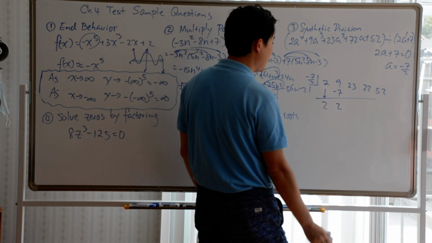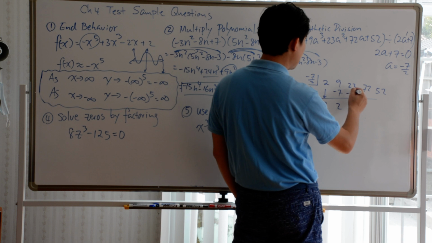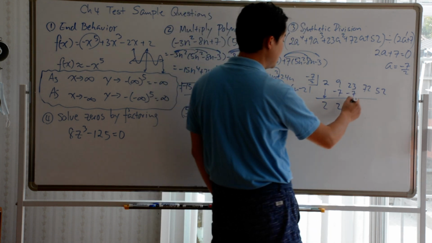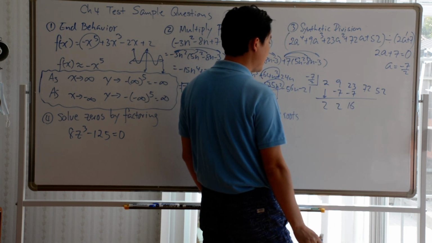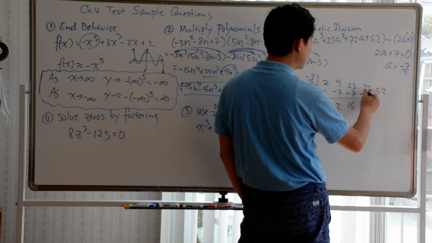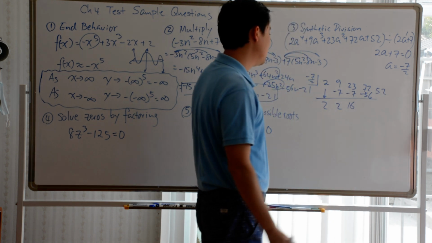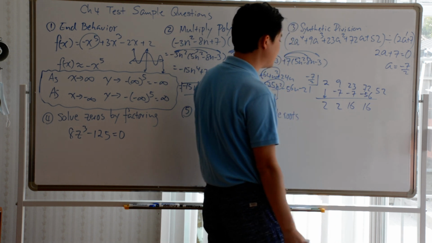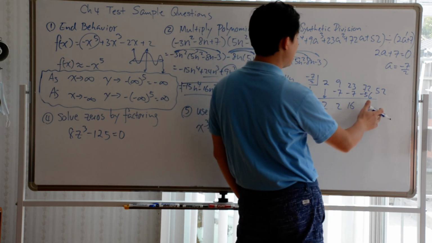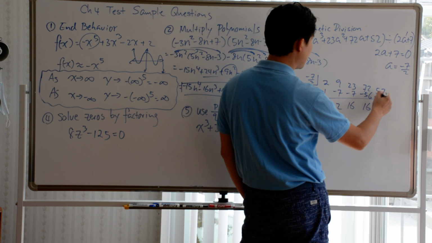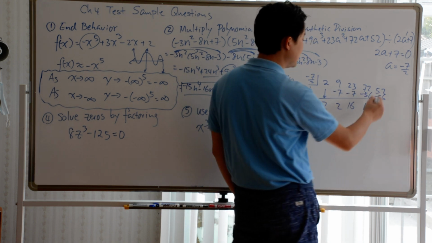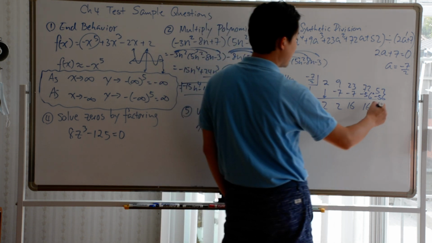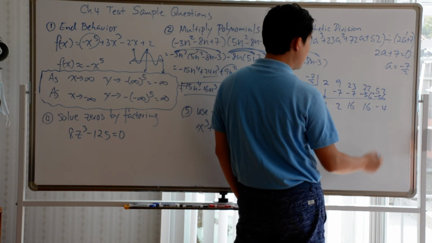2 times negative 7/2, so that'd be negative 7 again. So 23 plus negative 7, so that'd be 16. 16 times negative 7/2, so that'd be negative 56. Combine it with 72, so we do have 16. So 16 times negative 7/2, so that would be negative 56 again. And then combine this all together, so that would be negative 4. So the remainder is negative 4.